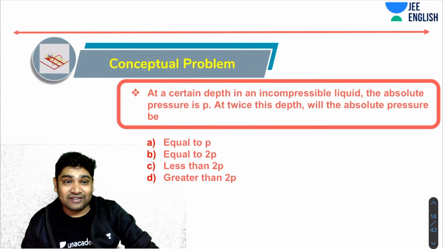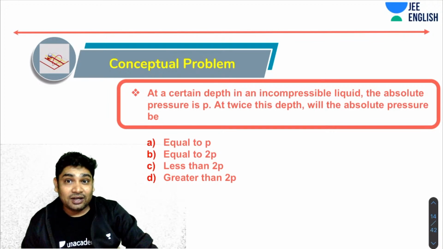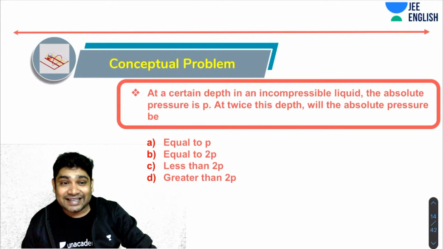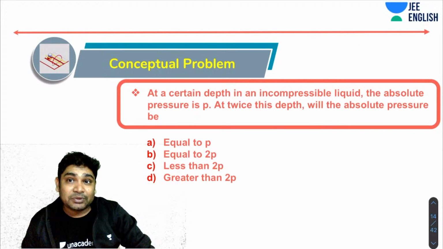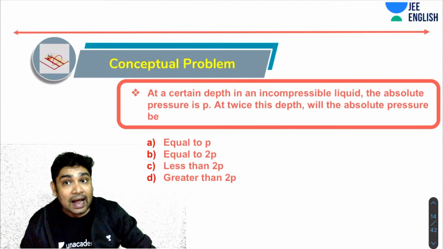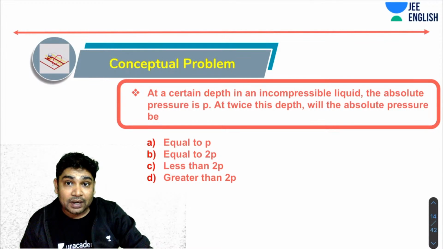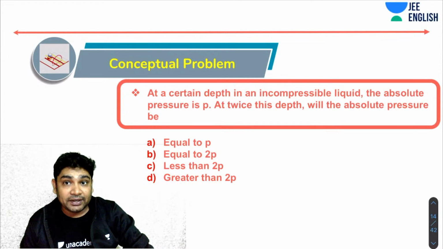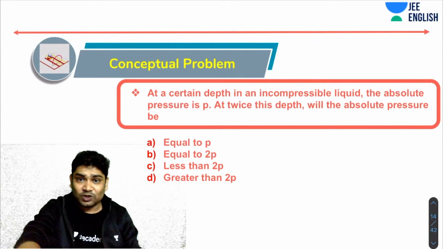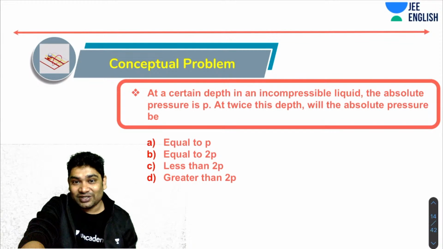So first, we'll start with a basic concept problem based on the discussion that we had in the last class. This question says that at a certain depth in an incompressible liquid, the absolute pressure is P. At twice this depth, what will the absolute pressure be? Will it be equal to P? Will it be equal to 2P? Will it be less than 2P, or will it be greater than 2P? Think about it and give me your answer. This is a conceptual problem that I wanted to start today with.